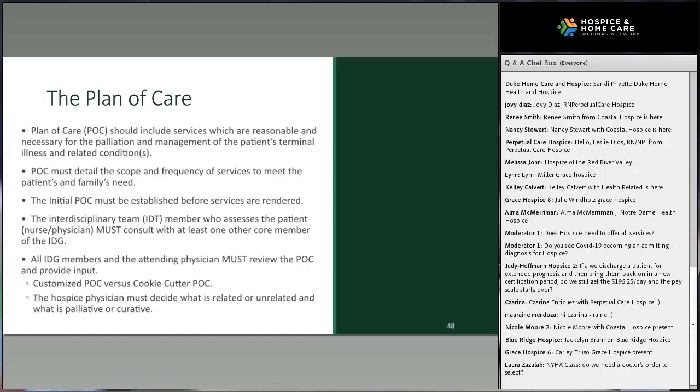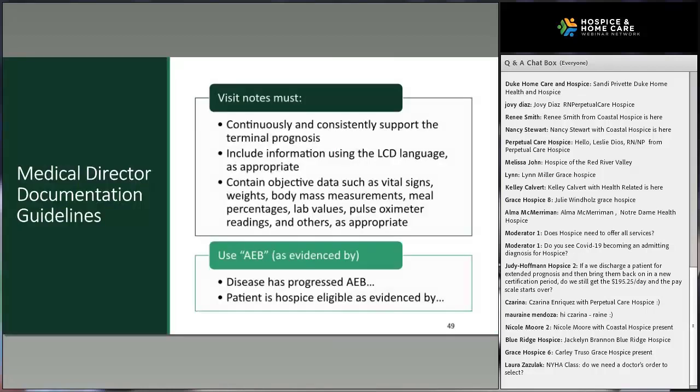Because we're customizing the plan of care for that patient versus a cookie cutter plan of care. And we all know with electronic health records, one of the greatest challenges is cookie cutter documentation. And so it's very important that that plan of care is customized. And the hospice physician must also decide what is related or unrelated and what is palliative or curative. So they kind of have the final sign-off on this plan of care.